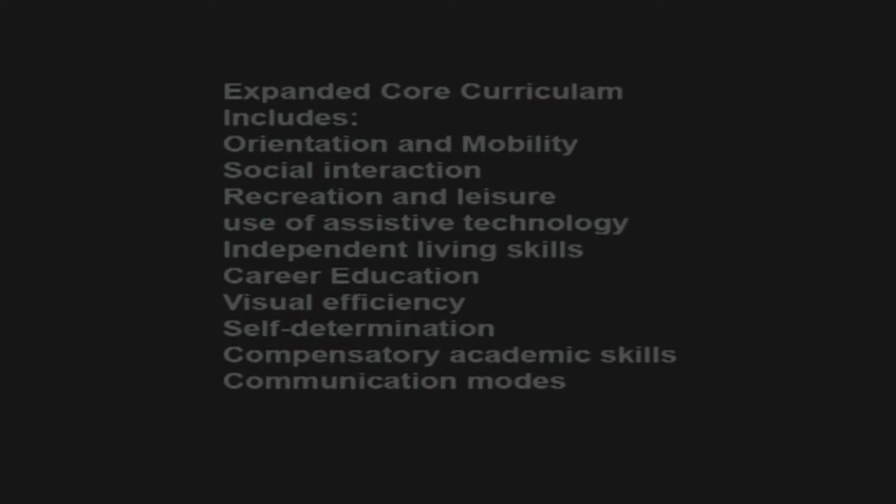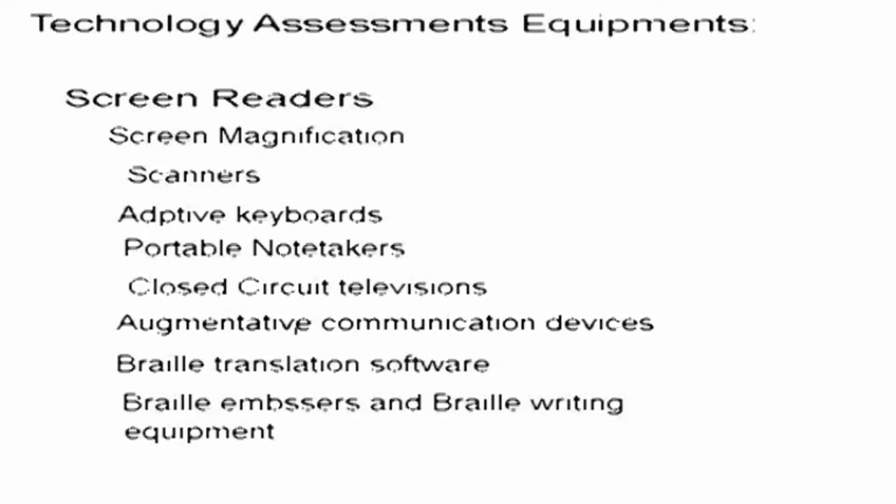Assistive technology assessment. Assistive technology, an area of the expanded core curriculum, refers to any product or service that is used to increase, maintain, or improve functional abilities of students with low vision. Technology assessment addresses students' need for such equipment as screen readers, screen magnification, scanners, adaptive keyboards, portable note takers, closed circuit television, augmentative communication devices, braille translation software, braille embossers, and braille writing equipment. Assessment in these areas is essential to ensure appropriate match of technology to the student's needs.